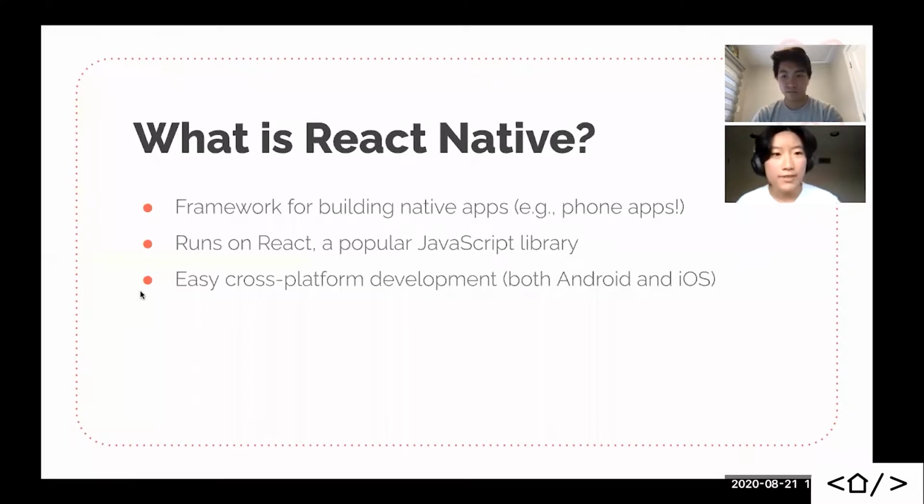So to start off, let's talk about what React Native is. It is a framework for building native apps, which you might think of as phone apps, in React, which is a popular JavaScript library. For reference, we'll be using JavaScript today. It might be helpful to know a little bit of basic JavaScript. React Native is an easy cross-platform development tool, which lets developers really easily make apps that can run on both Android and iOS without having to do a lot of code conversion or anything like that.